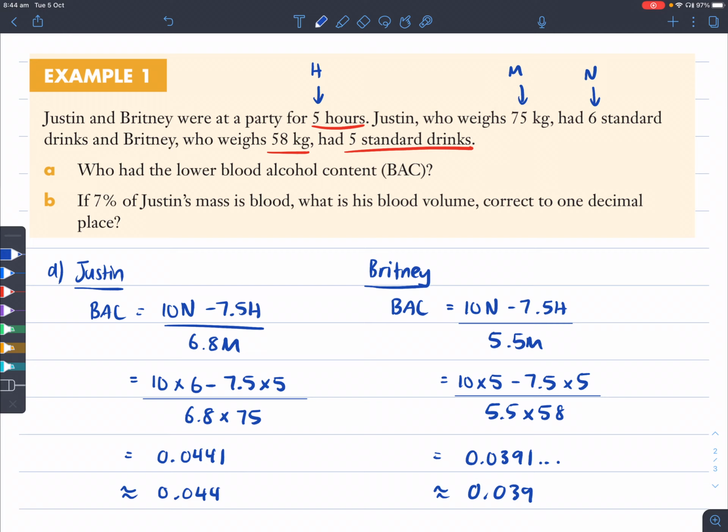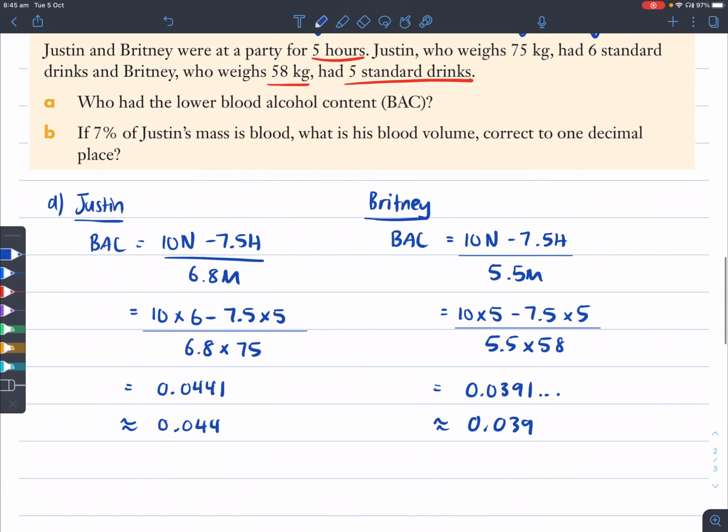So let's have a look at B now. If 7% of Justin's mass is blood, what is his blood volume correct to 1 decimal place? So the blood of a person depends on the person's mass. So Justin's mass here is 75 kilograms. So for part B, we're just going to get 7% of 75 kilograms. And what that will get you is 5.25 liters of blood, okay, in his bloodstream.